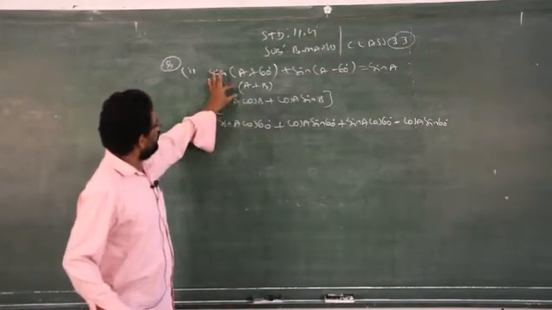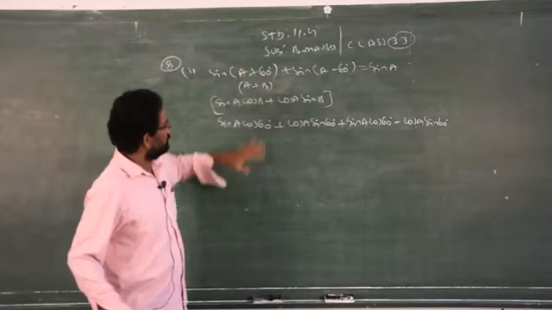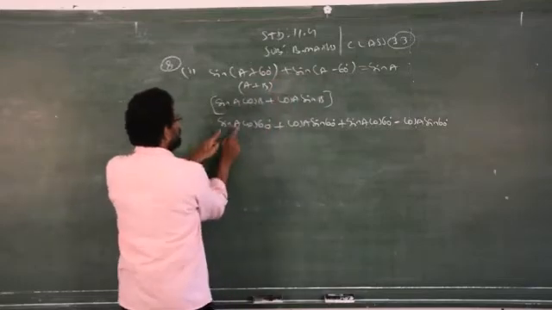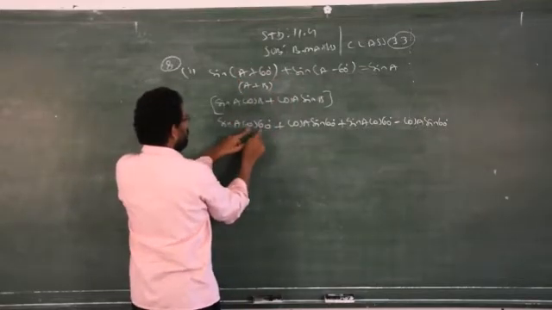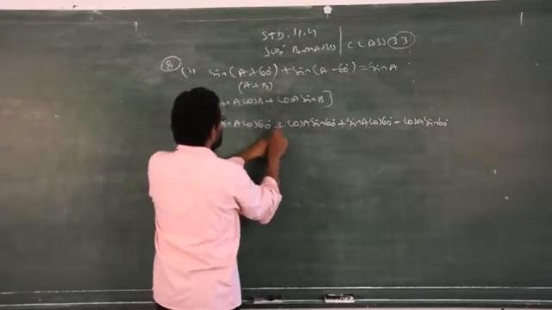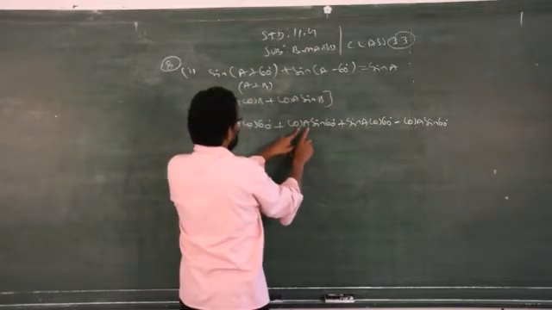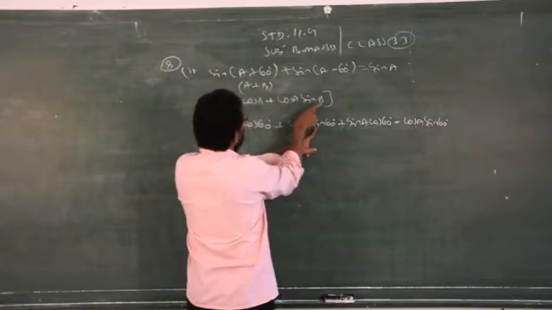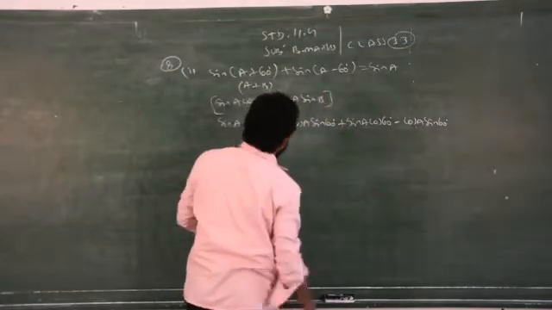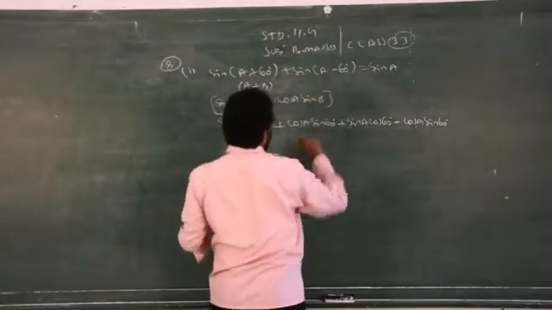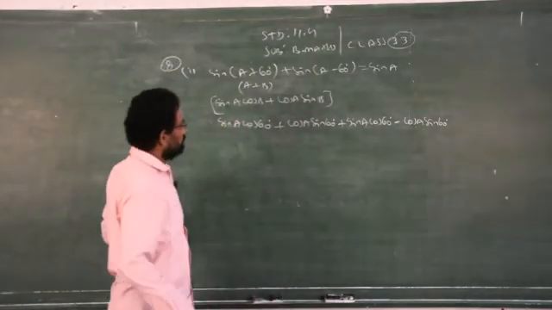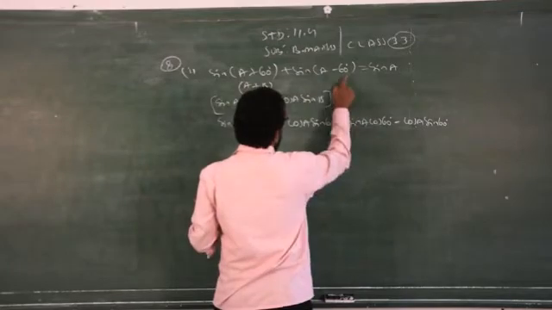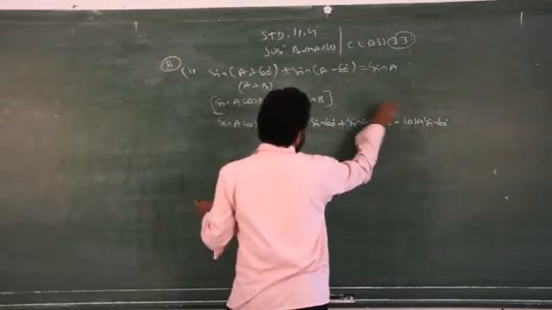So in the place of A you keep A, and in the place of B you replace it by what? 60. So I am replacing straight away in this formula for both the terms. Sin A cos 60 plus cos A sin 60, where B is replaced by 60. In the same way for the next term, sin(A − B) is sin A cos B minus cos A sin B, so sin A cos 60 minus cos A sin 60.